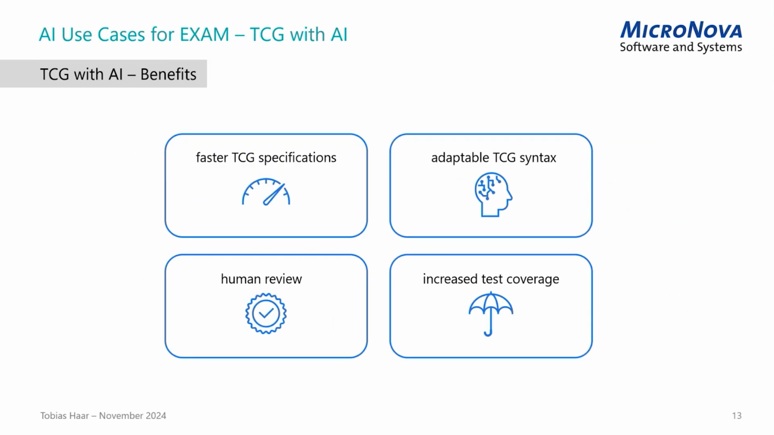What are the benefits of this approach? Obviously, we will have faster TCG specifications in terms of creating TCG specifications from requirements. We will be able to adapt to different TCG syntaxes. We will still have a human review process. So from the functional safety side, we will be able to ensure that the human has reviewed it. And a possible pro is increased test coverage, because the LLM might be able to generate test cases that the test specification engineer might not have thought of. And with these benefits, I will also close this use case.